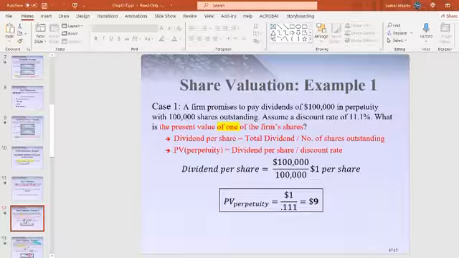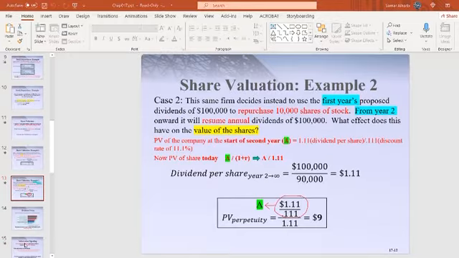Now this is case one. In case they distribute cash dividends, it is easy to calculate: you divide two numbers. Okay, let's read this example. The same firm decides instead to use the year's proposed dividends of $100,000 to repurchase shares. Imagine now that instead of distributing cash, they want to repurchase 10,000 shares in year one. In year two, it will resume annual dividends of $100,000. What effect does this have on the value of the shares?